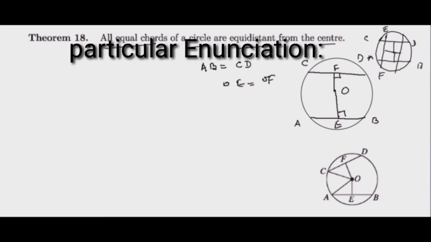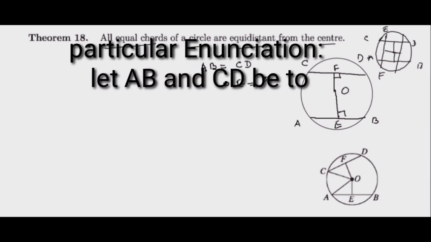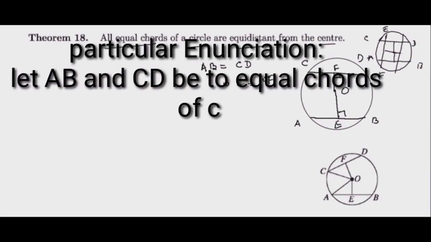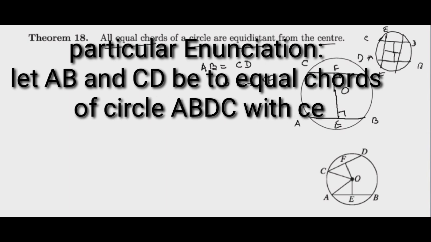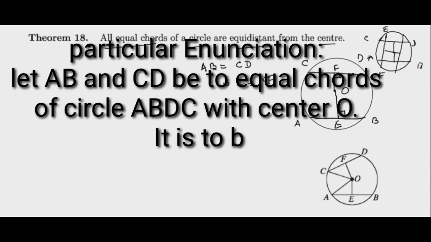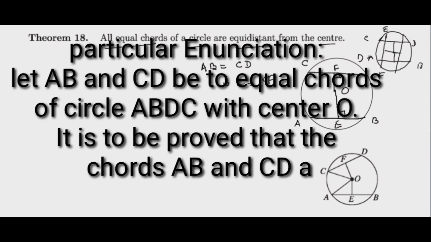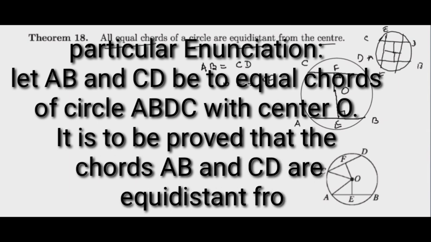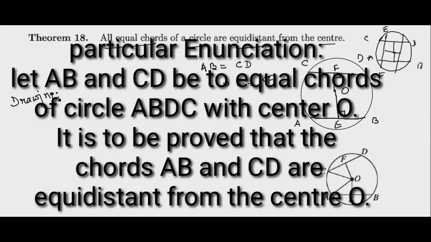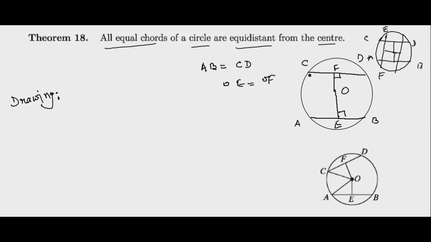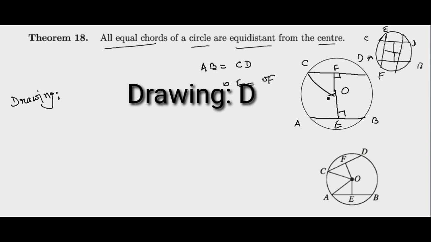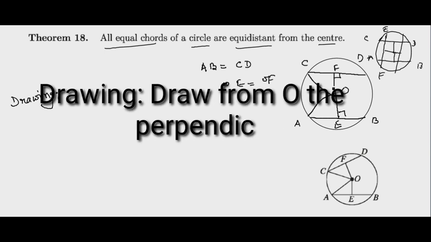Now come to particular enunciation. Let AB and CD be two equal chords of circle ABDC with center O. It is to be proved that the chords AB and CD are equidistant from the center of the circle. Come to drawing. To get two triangles, we need to join CO and AO.